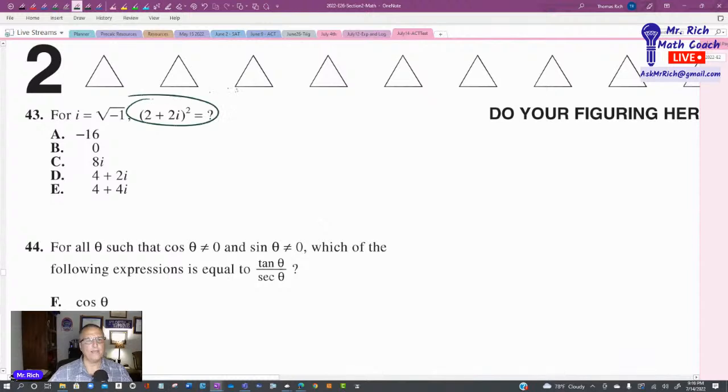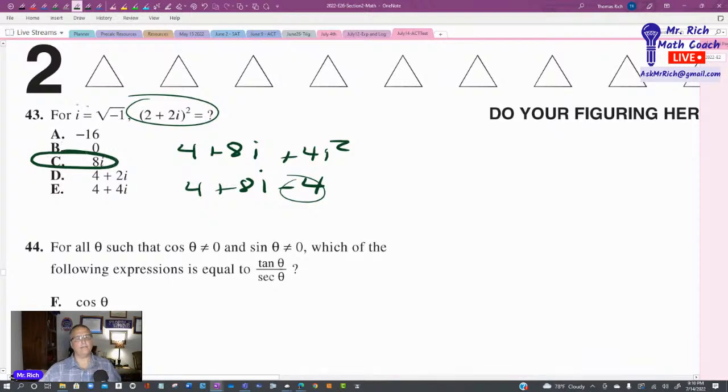Okay, so I need to expand this. That's going to be 4 plus 8i plus 4i squared. But this is going to be a negative 1, so that's a minus 4. So these cancel, and it leaves me 8i. Make sure I got that. The product of 2i and 2 is 4i. Double that is 8i. That's 4i squared, but that's minus 4. It cancels, and that leaves 8i. I like it.